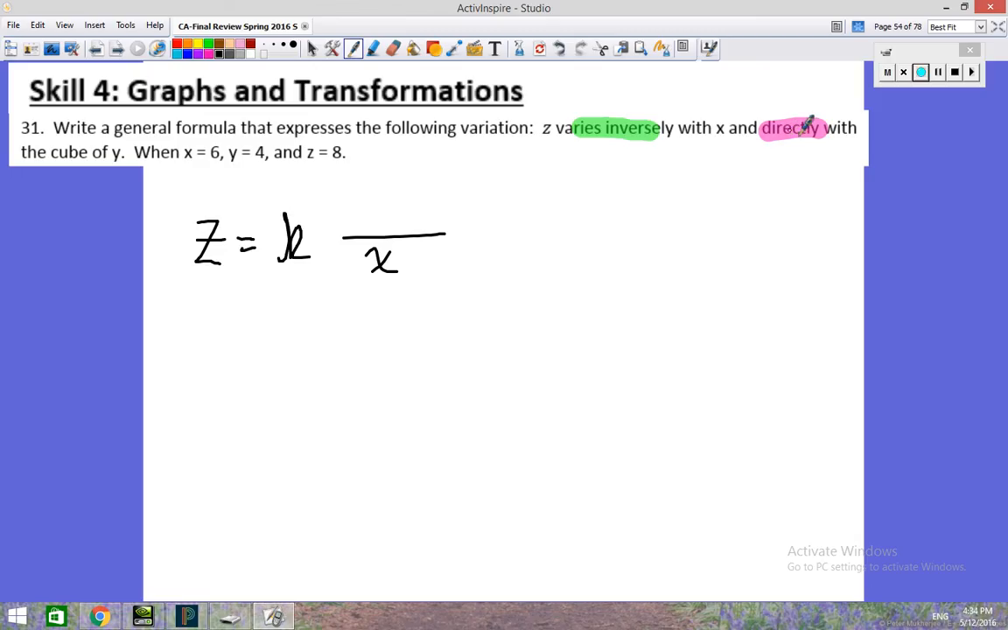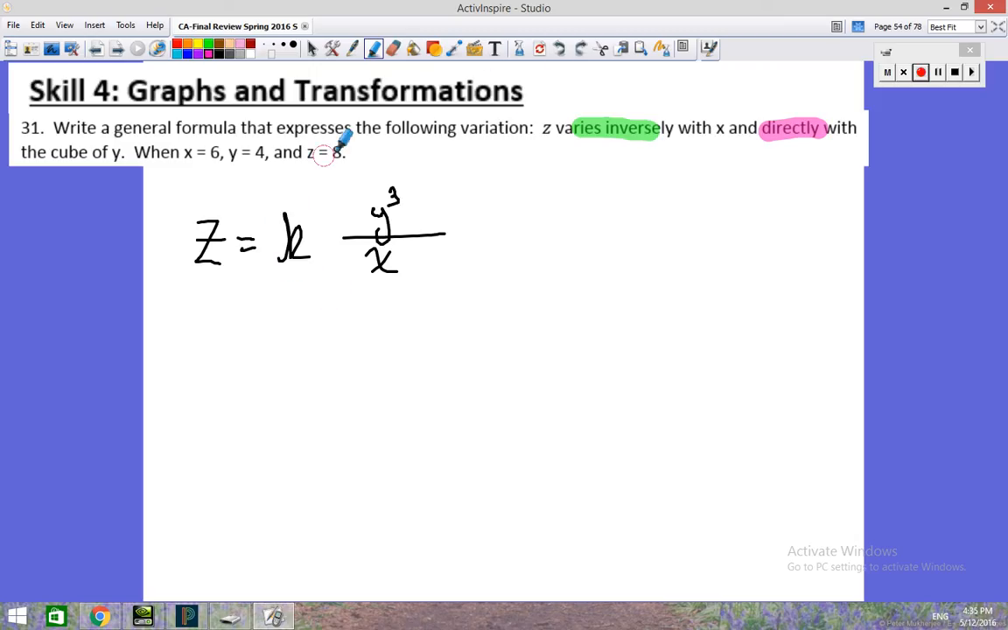Now, varies directly. What's the variable that follows after the word directly? The cube of y. Now, it doesn't say cube root, it says cube. To cube y means to have an exponent of 3. There's the formula. I'm going to look among those choices, and if I see something similar to that, I suppose I could guess. But they give me enough information here with values of x, y, and z that I can figure out what number should be here for k.